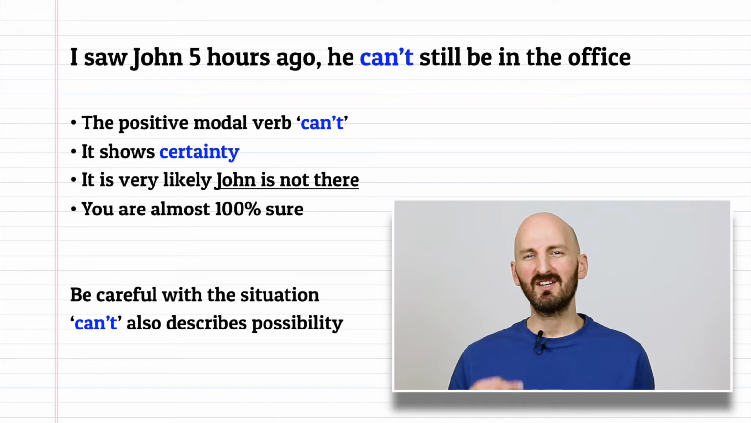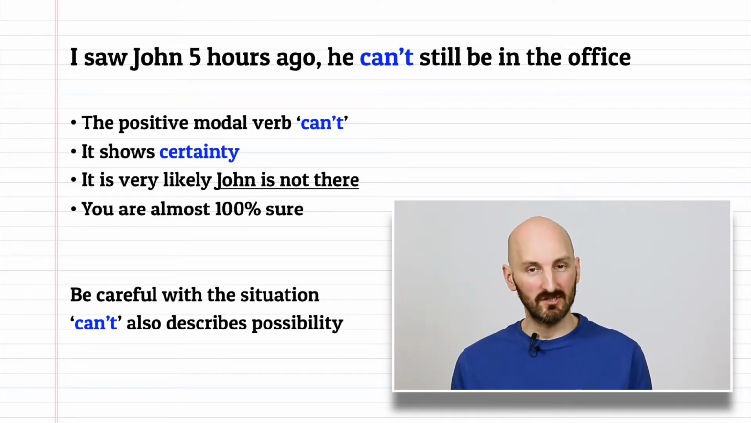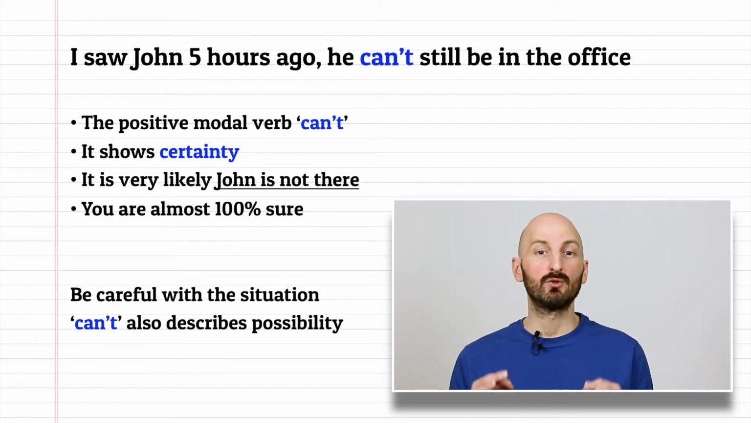Unfortunately, when we want to be very sure and certain about a negative action or state, we don't use must, we use can't. Nothing's easy, is it? Let's have a look. I saw John 5 hours ago. He can't still be in the office. This sentence still describes certainty, but the difference is you're certain John is not in the office.